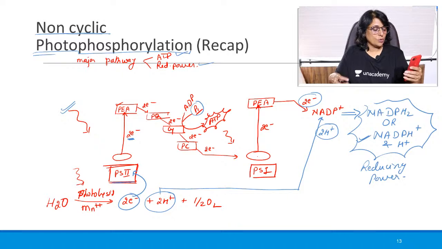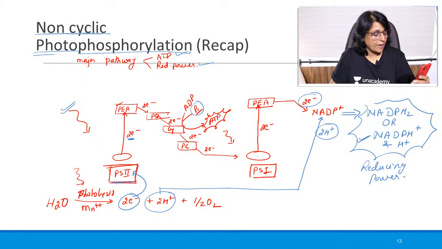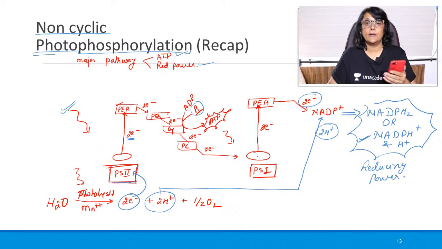Okay, so far nobody has asked any doubt. I guess the first part that we did, non-cyclic photophosphorylation and the things before that, are absolutely clear to you. And don't forget, towards the end of this chapter we are going to have a quiz. So if you have understood, you should be able to answer all those questions correctly. Okay, so shall we start with the next pathway, that is cyclic photophosphorylation.